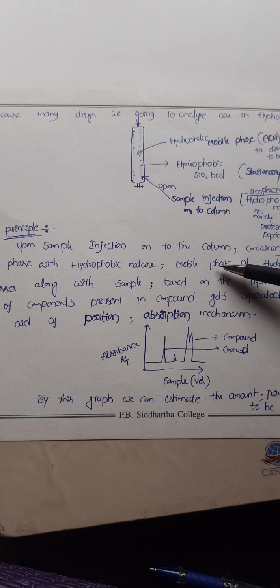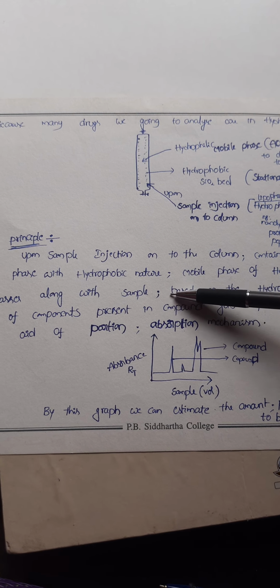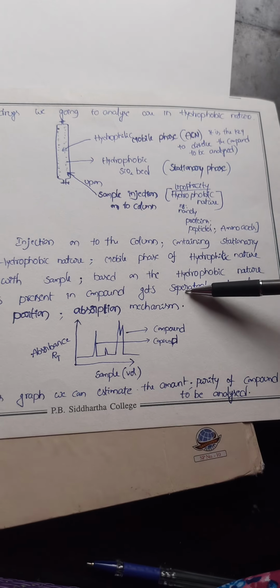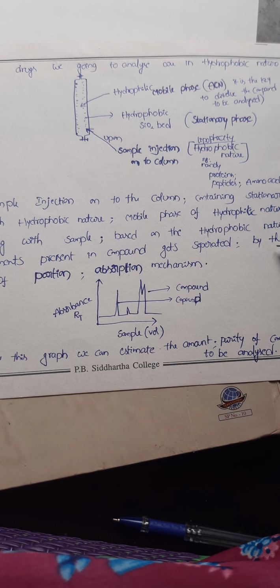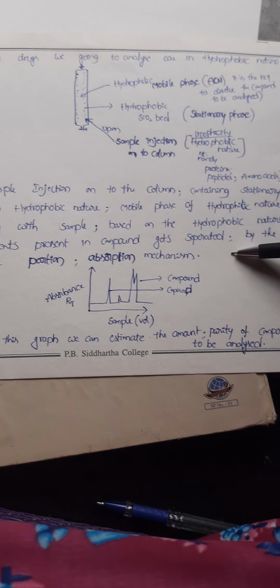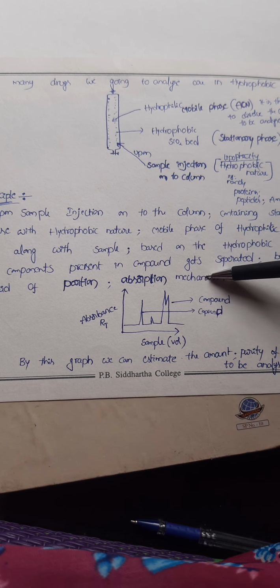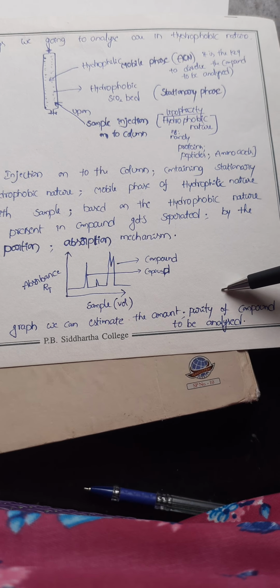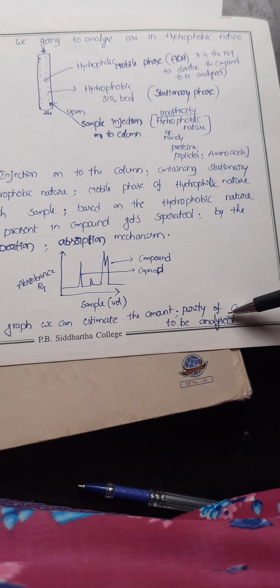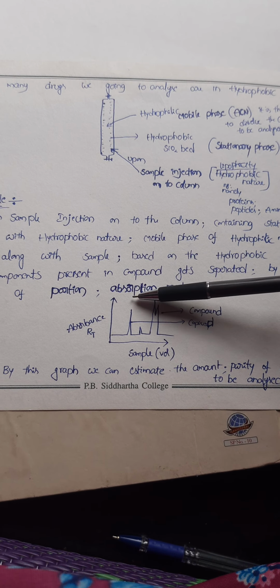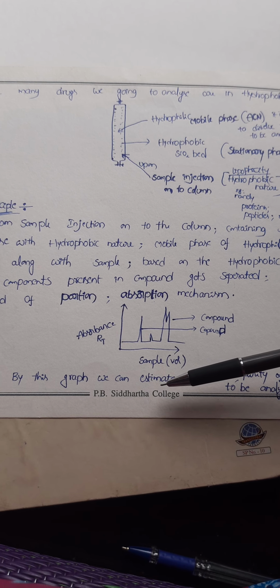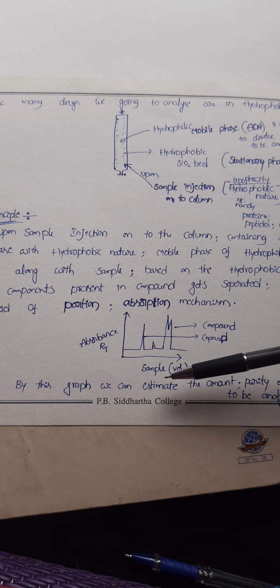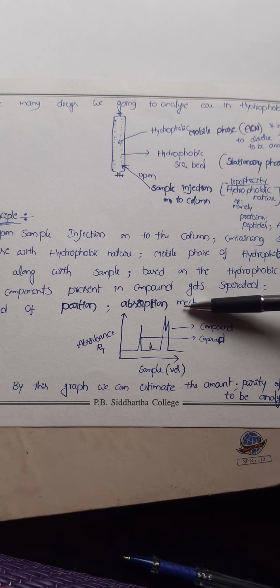Right. Upon the injection of a particular substance onto the column containing the packing silica bed of hydrophobic nature, and the mobile phase of hydrophilic nature passing along with the sample, the components get separated by the partition and adsorption technique based on the hydrophobic nature. By the graph, we can estimate the amount of a particular substance and the purity of the substance that is going to be analyzed, and the graph will be drawn over the RT and the sample volume taken. That is simply the mechanism or the principle of HPLC. The principle over here is the partition and adsorption technique. Right.